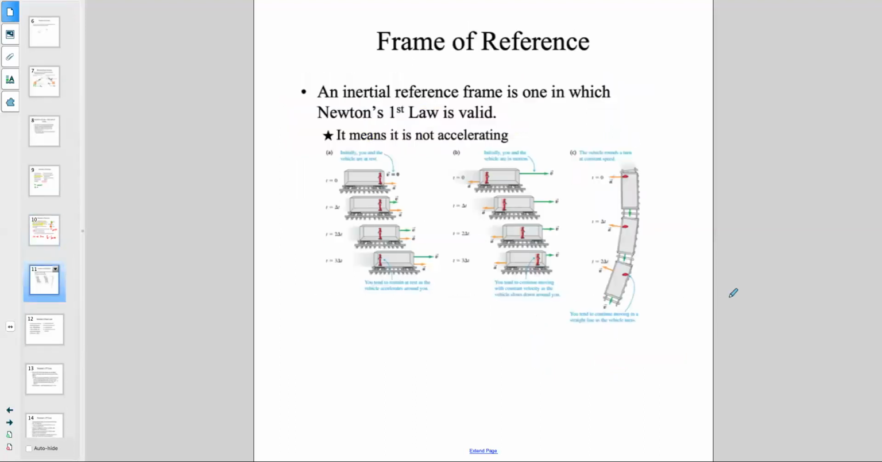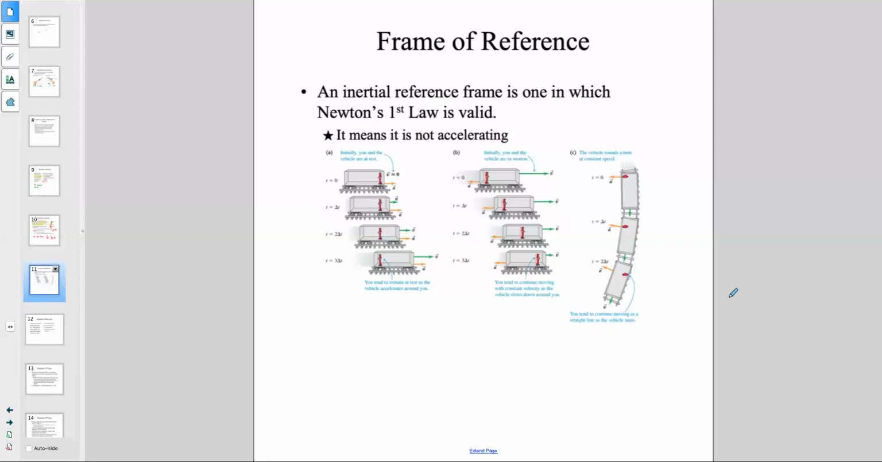We also should know that we have to have a frame of reference. An inertial reference frame is the one in which Newton's first law is valid. Okay, it means that it is not accelerating. In other words, let's take a look at A to C.